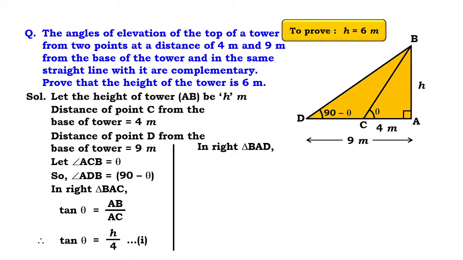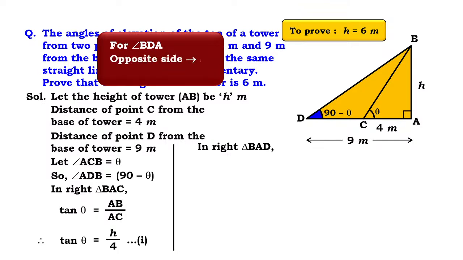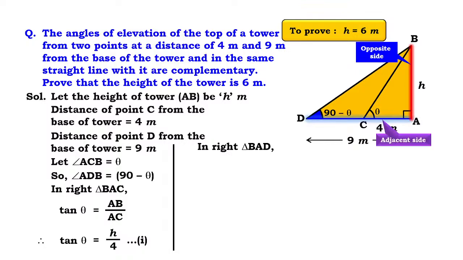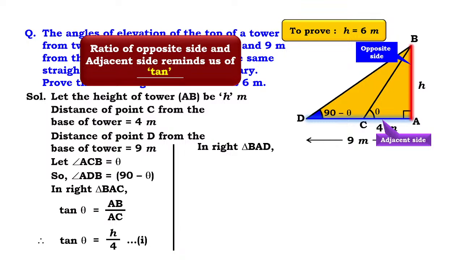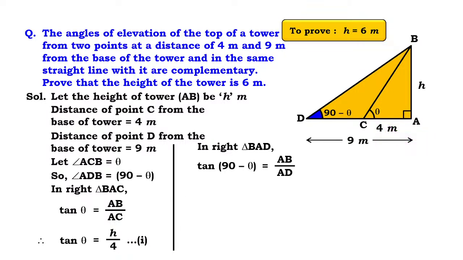Okay, now the bigger triangle. Right angle triangle BAD. Look at this now. 90 minus theta. Now what is the opposite side of 90 minus theta? Participate, say something. What is the height? AB. Right? What is the adjacent side? AD. So tan theta is what? Opposite by adjacent. So tan 90 minus theta, AB is H. And then AD, how much do you get? 9. Correct, H by 9.